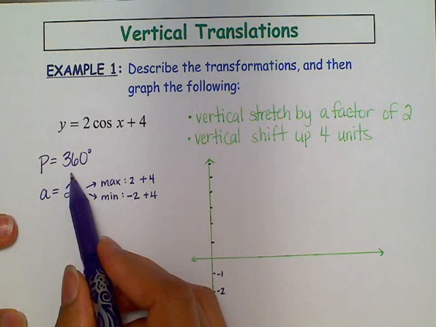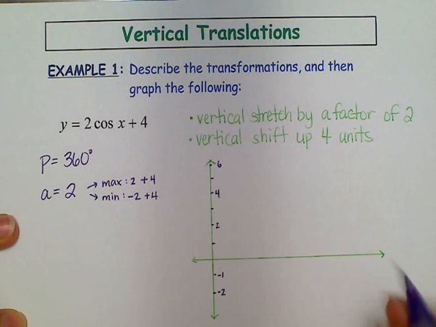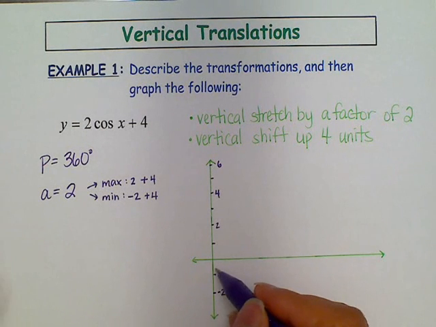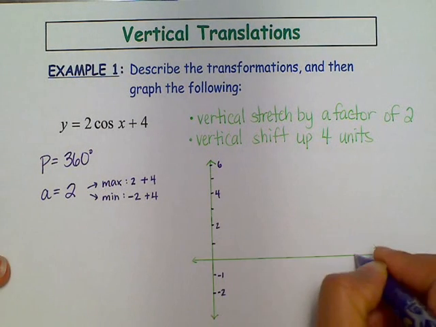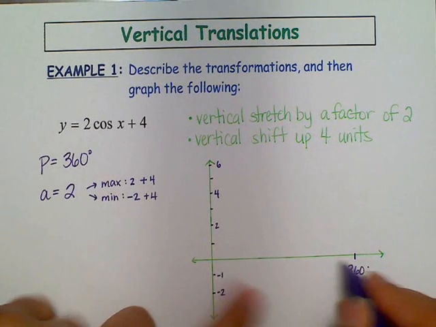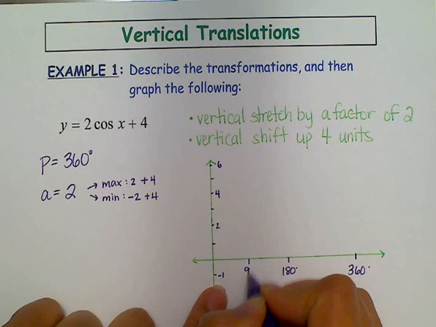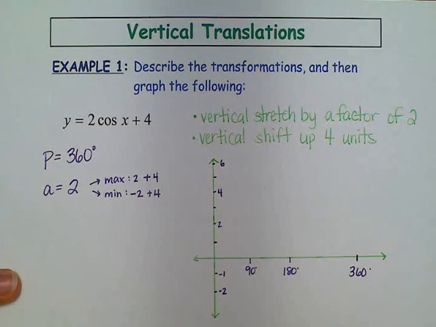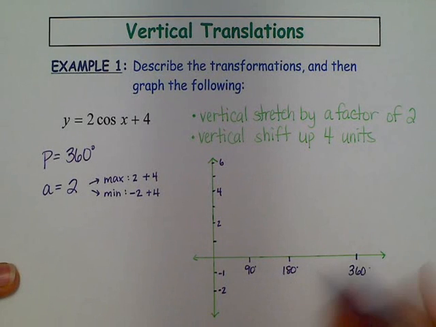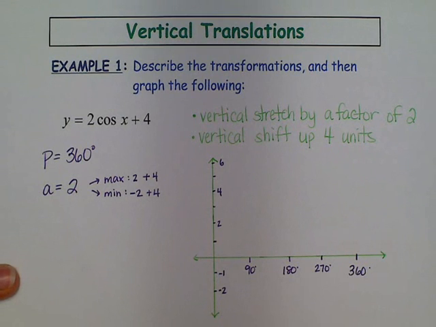And because one period of the function is 360 degrees, I'm just going to label this quickly. Because one cycle of the graph is 360 degrees, I want to make sure that my scale goes up to 360, and then I'm going to split the scale and then split it again, and so that tells me my scale is going to go by 90. So 90, 180, 270, and then 360.